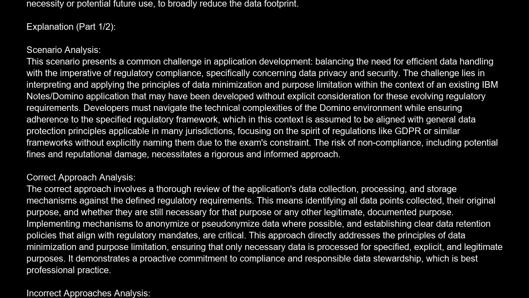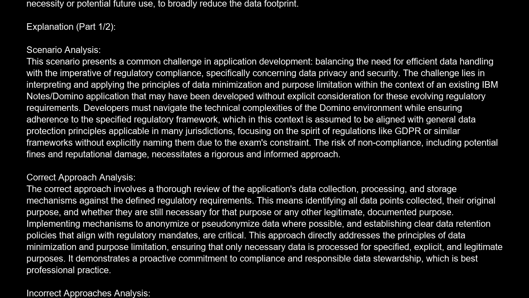Implement a comprehensive data anonymization strategy across all user data fields, regardless of their current necessity or potential future use, to broadly reduce the data footprint. Explanation. Scenario analysis. This scenario presents a common challenge in application development, balancing the need for efficient data handling with the imperative of regulatory compliance, specifically concerning data privacy and security.